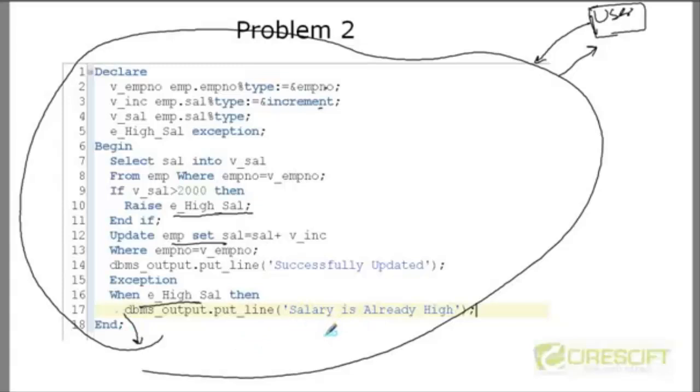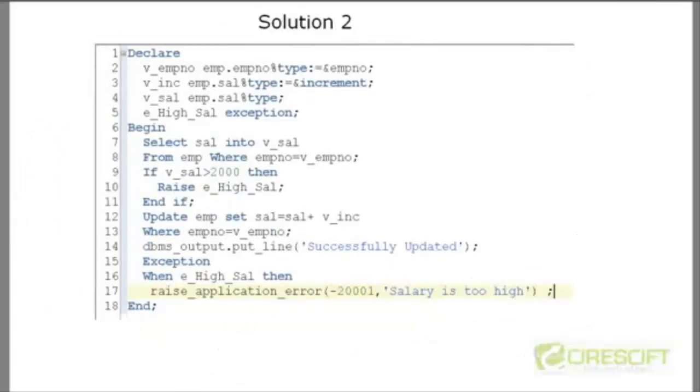But is it not a good idea to throw an error message and error code the way Oracle does whenever you try to insert a duplicate value into a primary key? At that time Oracle gives you an error like some ORA error and then some message. We can simulate exactly the same thing here using another procedure called raise_application_error.